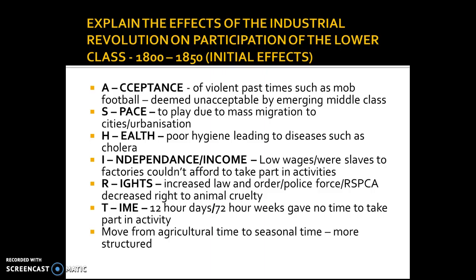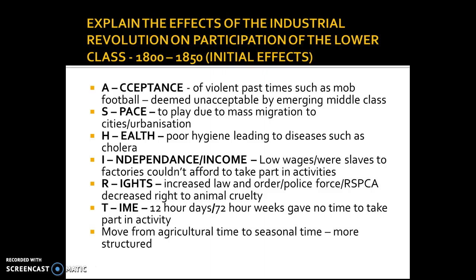Rights, so things such as animal cruelty and different kinds of mob games started to disappear, due to increased law and order and the decrease in their rights, due to the police force and the RSPCA. These stopped the activities that they liked to take part in, as I said, like mob football and animal cruelty. And then time was a key thing. So now you're moving from agricultural to seasonal time.